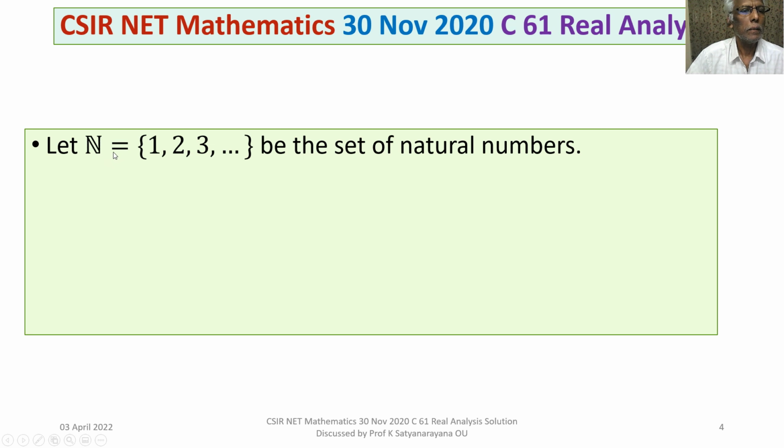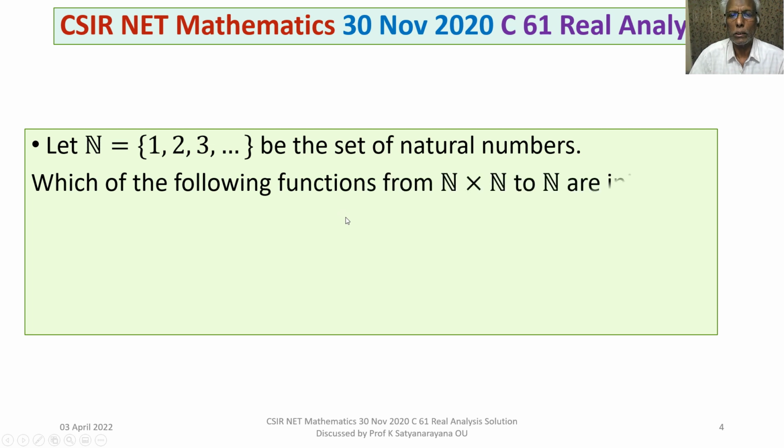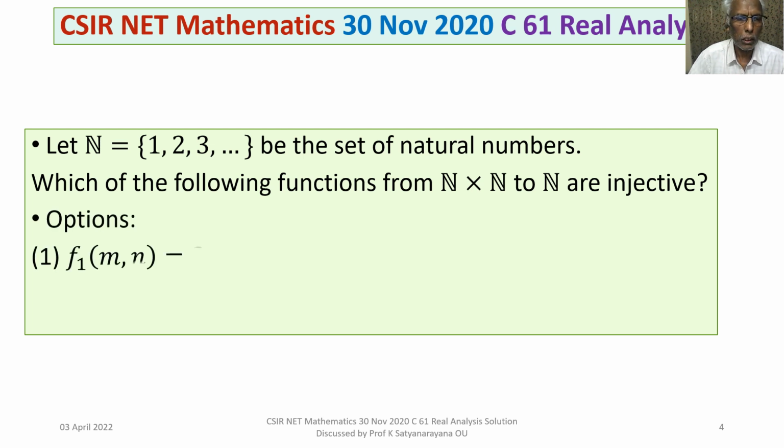The problem is: let N, the set consisting of 1, 2, 3 and so on, be the set of natural numbers. Which of the following functions from N cross N to N are injective? The four options are given.